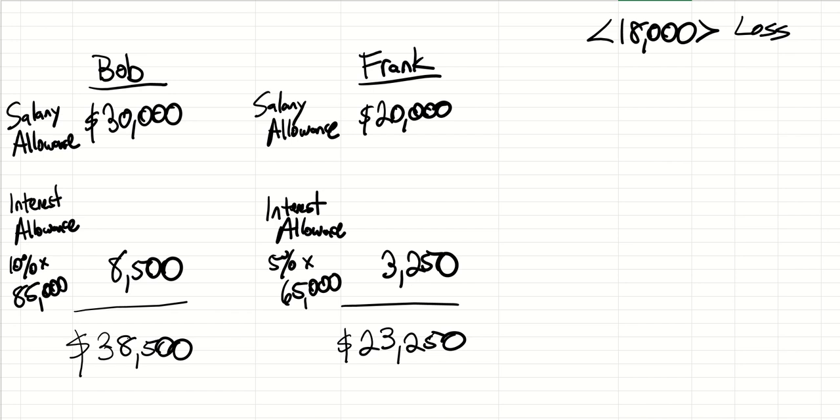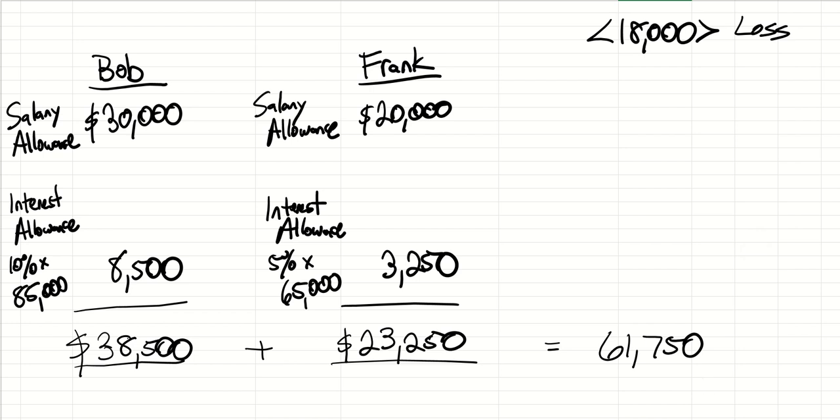Step two, we're going to now have to add this 38,500 from Bob to Frank's $23,250. And when we do that, we should get $61,750.